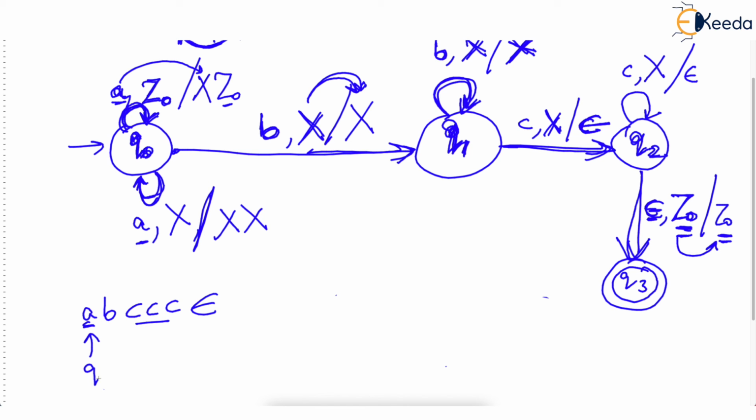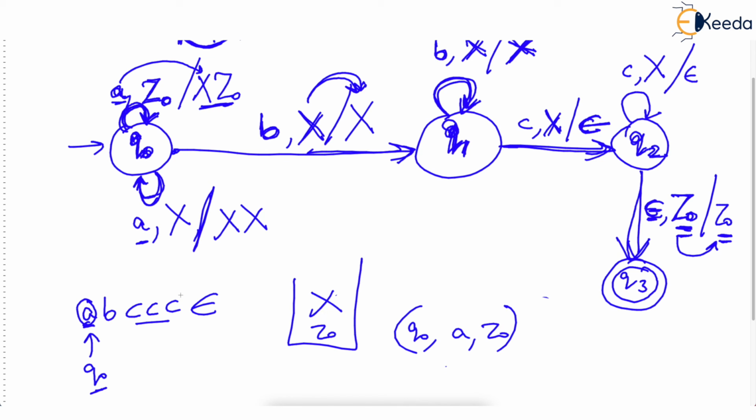What will happen in Q0? When the machine starts, the top is Z0. So we are having a triplet. Q0 is reading A, top is Z0. So obviously we will push X. That means we have remembered this A. We are remembering this A in the form of X. But we stay in the Q0. Remember, there is a loop here.